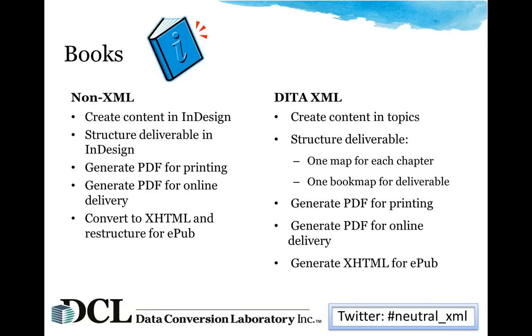If, on the other hand, you were in DITA, you would create your content in topics. You would then structure a deliverable. You would have one map maybe for each chapter at a minimum, and then you would have one book map that organizes those chapters into the appropriate order and includes all the metadata that you need for the book. You could generate your PDF for printing, you would generate your PDF for online, and you generate your XHTML for your EPUB.